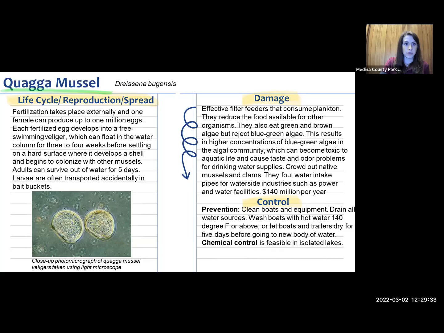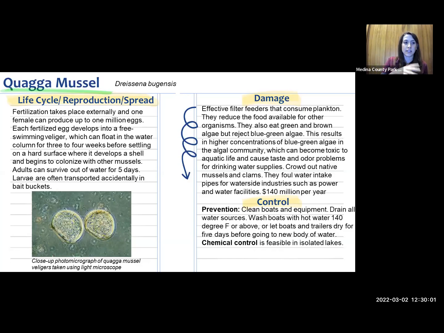So quagga mussels and zebra mussels have a life cycle where a female mussel will lay eggs, and those eggs develop into free-swimming veligers. And right here we have a picture of a veliger. They're microscopic, very, very tiny. And quagga mussels can produce up to 1 million eggs, right? So it's completely external fertilization.